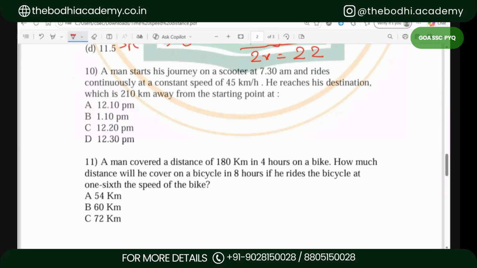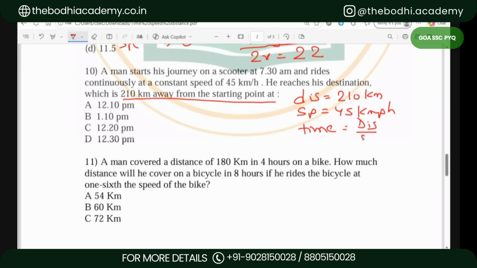A man starts his journey on a scooter at 7:30 a.m. and rides continuously at a speed of 45 km per hour. He reaches his destination, which is 210 km away from the starting point. Distance is given, 210 km. Speed is given. So we have to find the time. The formula for time is distance upon speed. So time is equal to 210 upon 45.